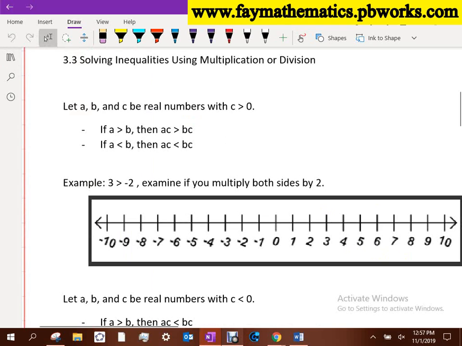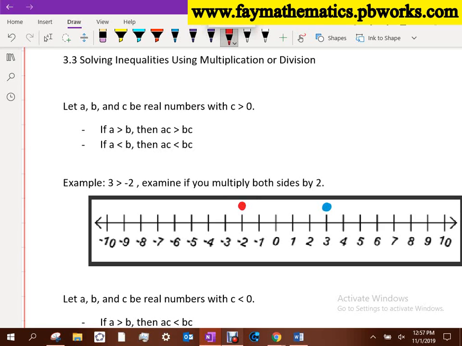All right, so here it says let A, B, and C be real numbers. It just means that they can be anything you want them to be. But now it says C is going to be greater than 0, so it becomes important that we are multiplying here by a positive number. The idea is, would you guys agree that 3 is greater than -2? Okay, so let's look at 3 here, and then let's put -2 right there.